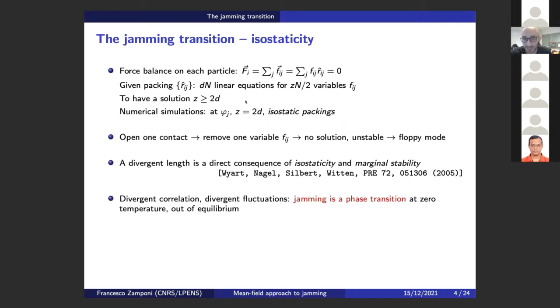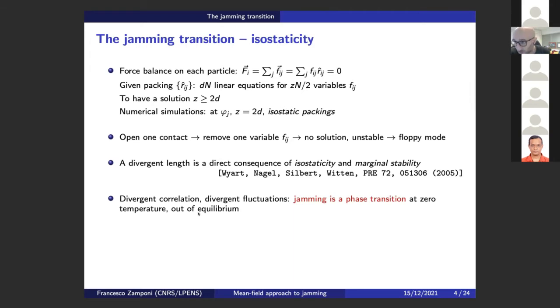So this argument is general. It doesn't use the fact that particles are all identical. It's just a counting of degrees of freedom. Okay, so this means that jamming is a phase transition.